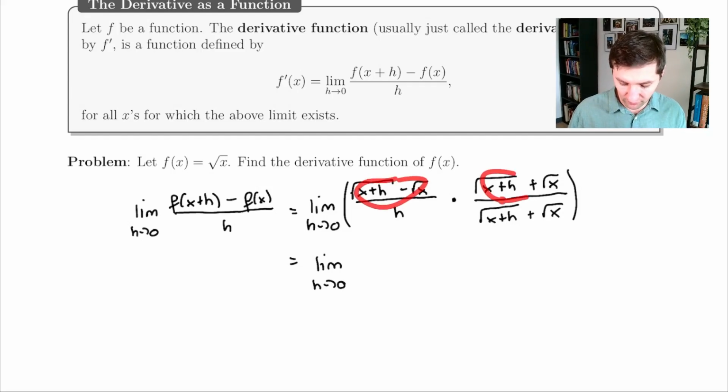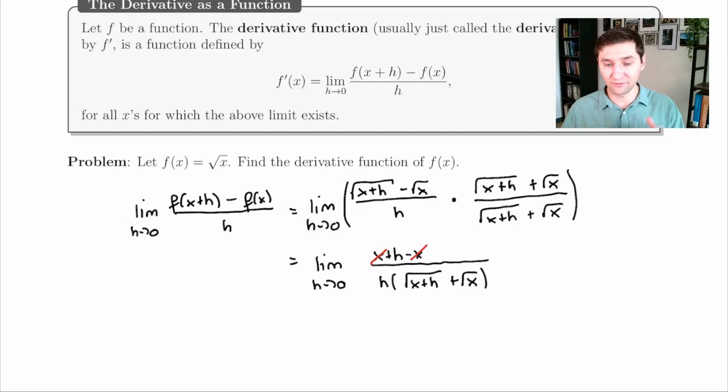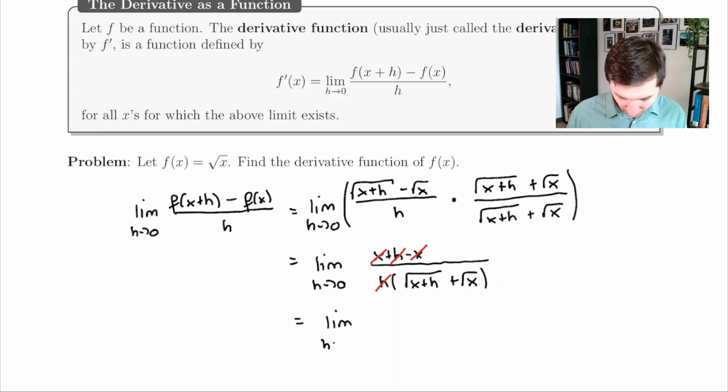When I multiply the numerators, I will get x plus h minus x. When I multiply the denominators, I will get h times the square root of x plus h plus the square root of x. In the numerator, x and negative x go away. So all I have left in the numerator is h. That h can divide out with the h in the denominator, leaving me with the limit, as h goes to 0, of 1 divided by square root of x plus h plus square root of x.